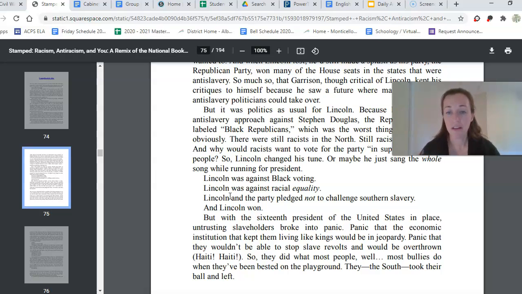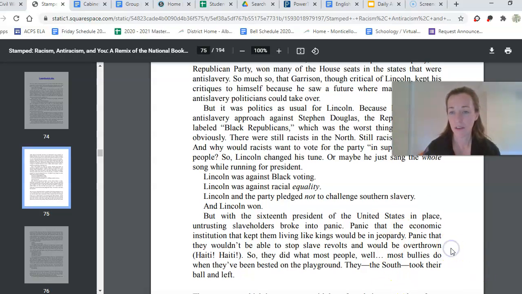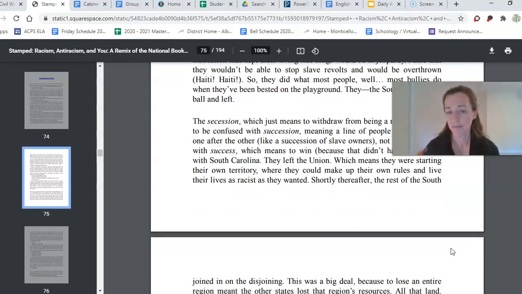So Lincoln, the 16th president, when he ascended into place, untrusting slaveholders broke into a panic that the economic institution that kept them living like kings would be in jeopardy, panic that they wouldn't be able to stop slave revolts and would be overthrown, like Haiti with Toussaint Louverture. And so they did what most bullies do when they've been bested on the playground. They, the South, took their ball and left the nation.